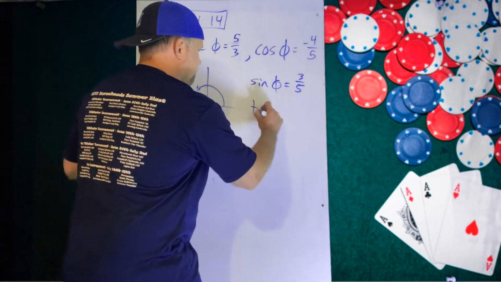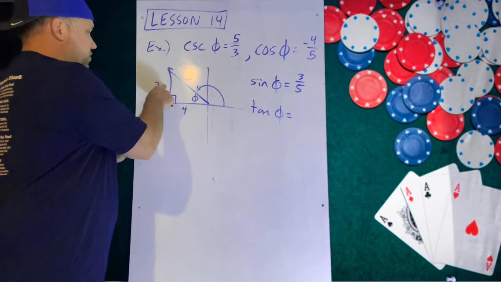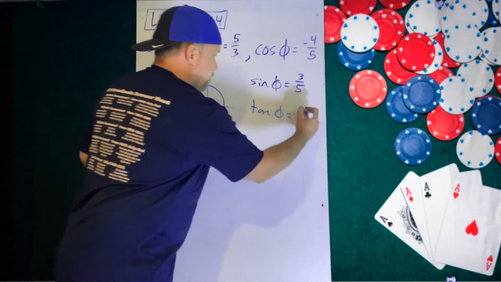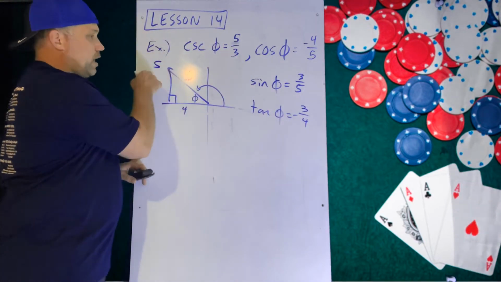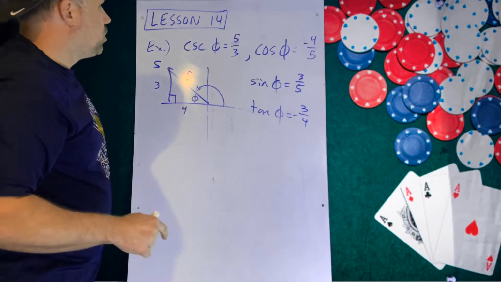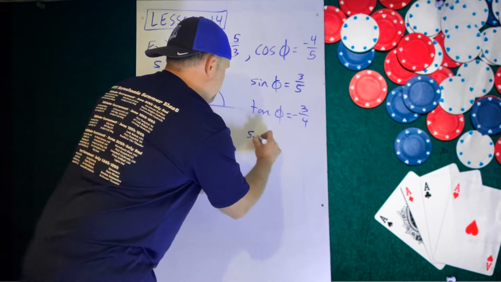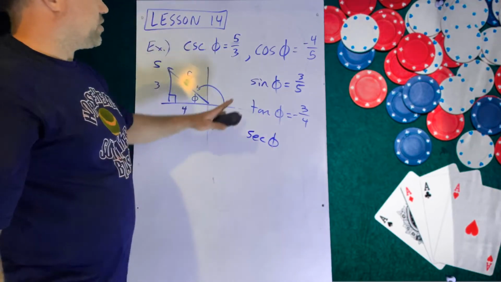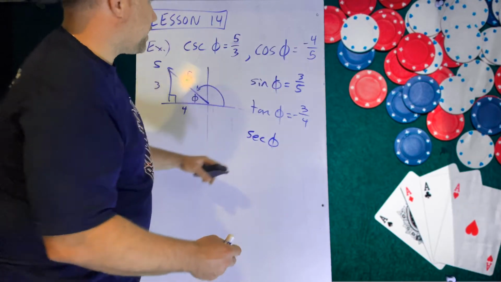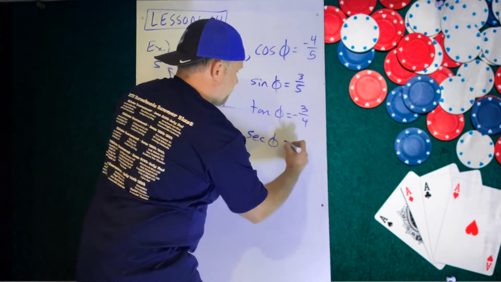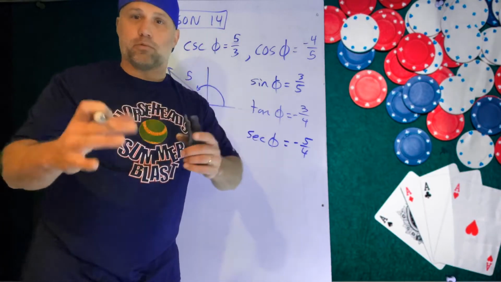Let's do the tangent. The tangent of phi, tangent is opposite over adjacent, so it's going to be 3/4. But it's going to be negative because we are in the S quadrant. Tangent's negative there. So what's missing? We've got 4 of the 6. We're missing secant. Secant is the reciprocal of cosine. So if I just take cosine and flip it, I've got the secant. The reciprocal of -4/5 is -5/4. I've got to keep the negative because they work with one another.